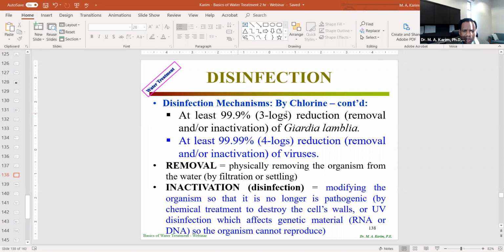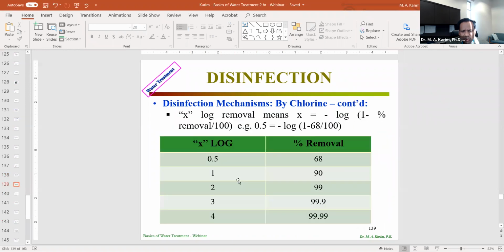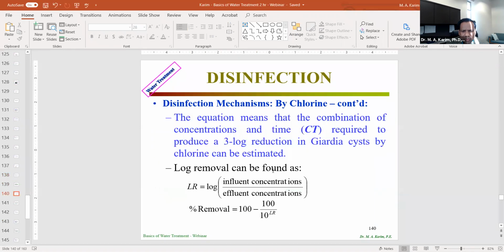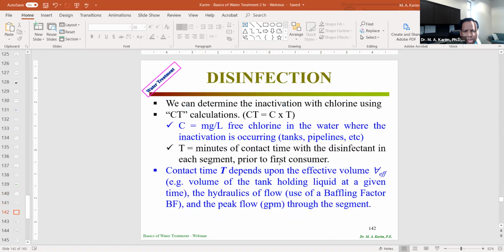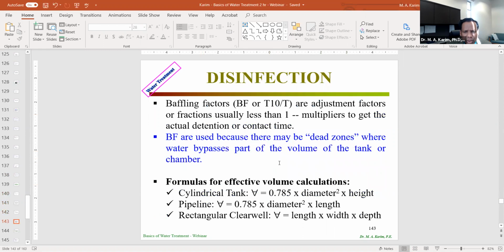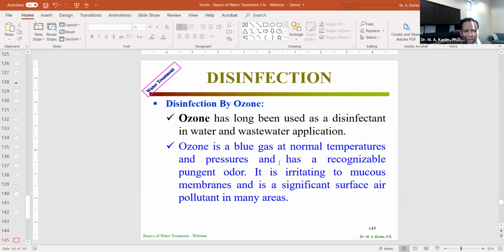So here the removal rate, 3 log is 99.9, 4 log is 99.99, that we have to achieve for certain parameters. So here are some of these calculations you can see. Some of the example problems I have, if we do the calculation, we can compare with this to make sure that we have enough contact time to do the disinfection process. Okay, so these are very good to read. Whenever you guys have time, you can read those.